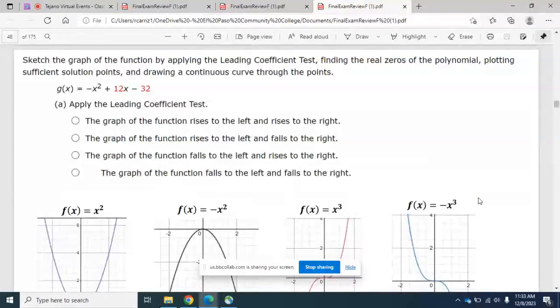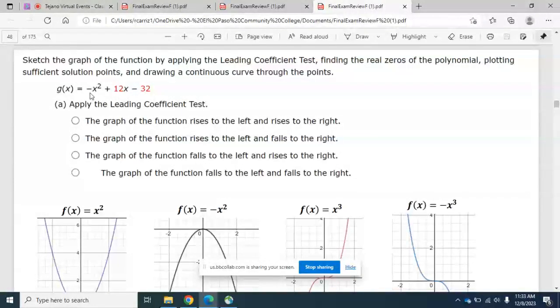So if we look at our example here, we see that our highest exponent is a 2. So that means that 2 is an even number. So this means that our function is an even function. Now, if we look at the coefficient of this degree, we have a negative symbol. We have a negative 1. We don't write the 1 here, but we know that there's a 1 here. So it's a negative 1.